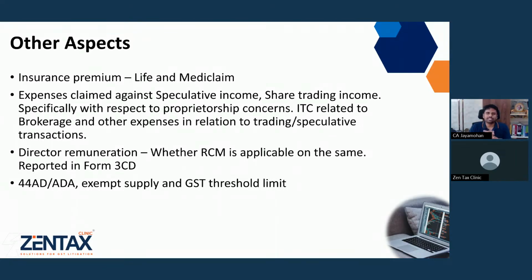Please be mindful if you are doing any trading in forex, options or intraday trading. For all those transactions, there is the possibility that Rule 45 might trigger and you might have to reverse ITC. Then director's remuneration, and another important point regarding 44AD and 44ADA.